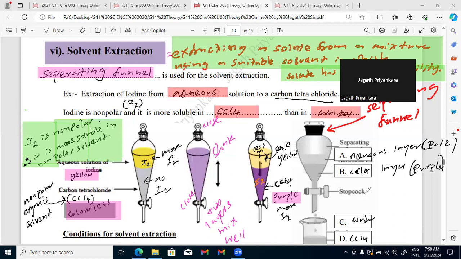Can write that also. Pure iodine can be obtained by evaporating what? CCl4. Note down that also. You can extract pure iodine by evaporating the solvent.